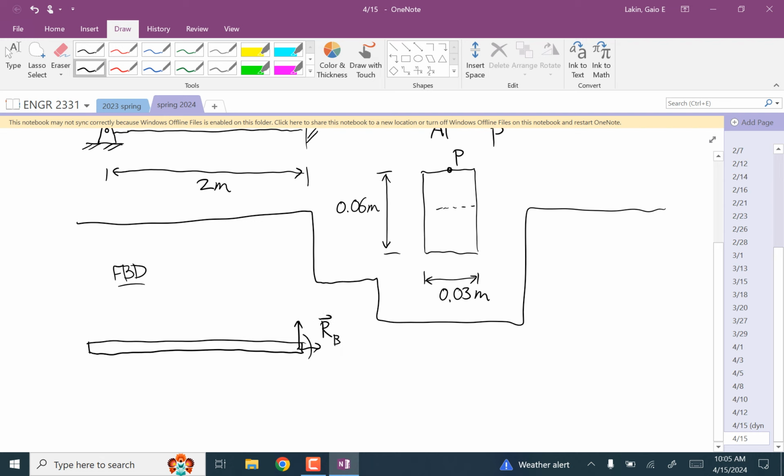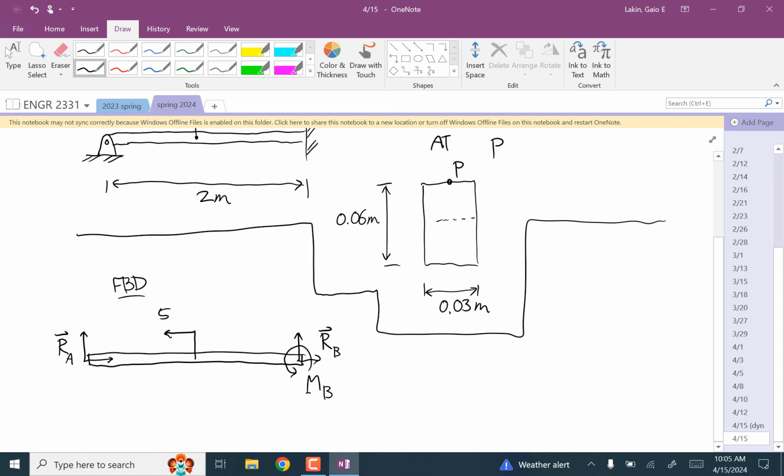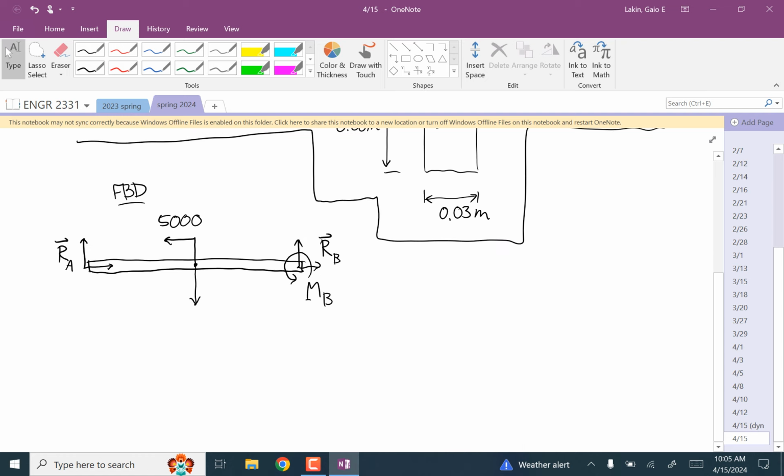So we have RB and we have a couple MB. Over here, we have an unknown force vector RA. And we have our applied 5,000 Newton force. And then we have a weight force. Now that I've chosen the body to isolate, I can treat this as a point force. So it's just going to be 50 times 9.81.